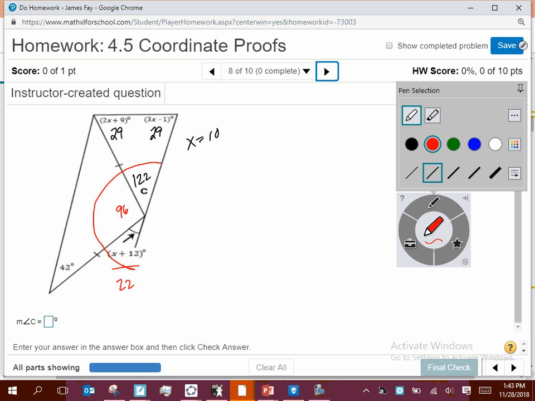What's the relationship between those three angles right there? What should be the relationship? They equal 180. Does 122 plus 22 plus 96 equal 180? No. So is 10 my answer?